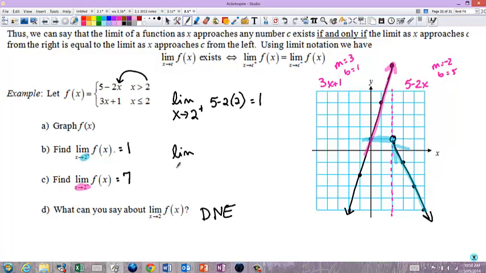If I want the limit as x approaches 2 from the left, that's going to be on the left side of 2, so that's going to be this one. You'd do 3 times 2 plus 1, and that gives me 7. You could have done it without the graph.